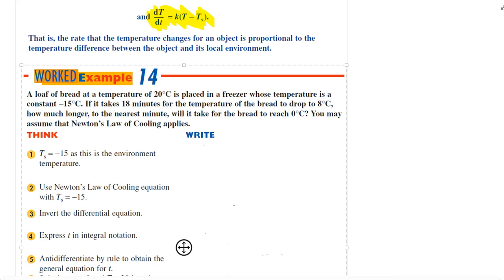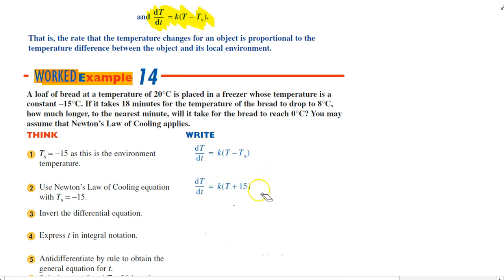Newton's law of cooling applies. So we can say that the change in temperature with respect to time is equal to k(T - Ts), where Ts is the temperature of the surroundings, which is -15. So we get down to here. Now, it's important to note that the initial formula is T minus Ts. So if the temperature is -15, then it's T minus -15, which is T plus 15.